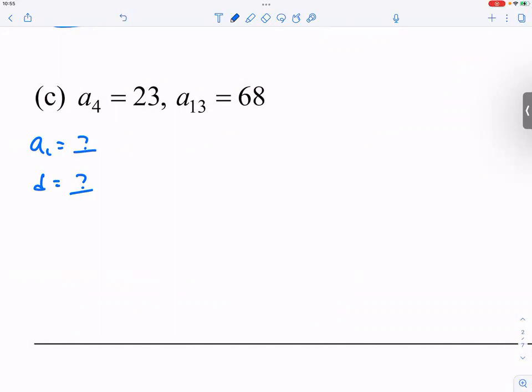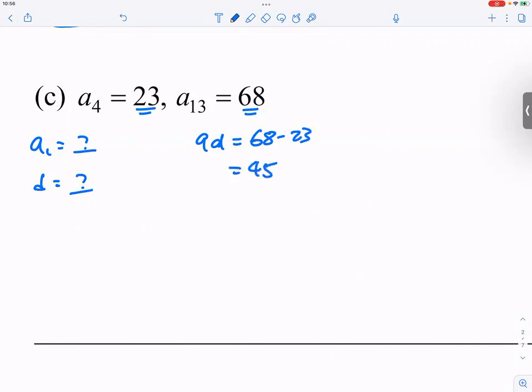You would say, oh, you know what? Well, you have these two numbers. And since we're doing arithmetic sequence, that must be arithmetic, so we're adding some numbers. So from A4 to A13, you're thinking like, from A4 to A5 to A6 to A7 all the way to A13, there are 9 times that you have to add a D. So you can say 9D is equal to 68 minus 23.